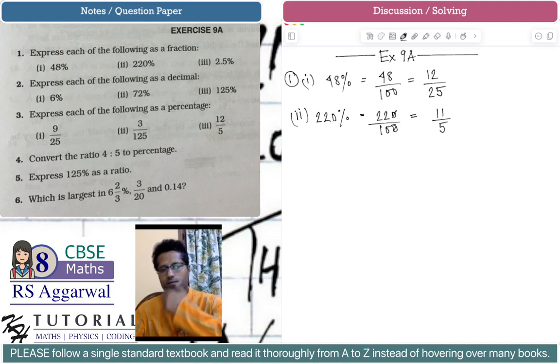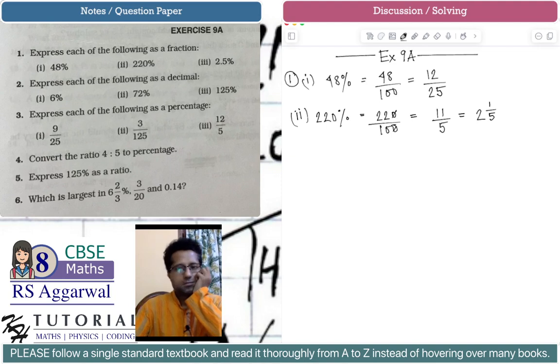Now whenever we have an improper fraction, always express an improper fraction as a mixed fraction. So 11 by 5 is an improper fraction, that is the numerator is greater than the denominator. 11 is greater than 5. So when 11 by 5 is expressed as a mixed fraction, it will be 2 and 1 by 5. So 220 percentage when expressed as a fraction is 2 and 1/5, which is a mixed fraction.